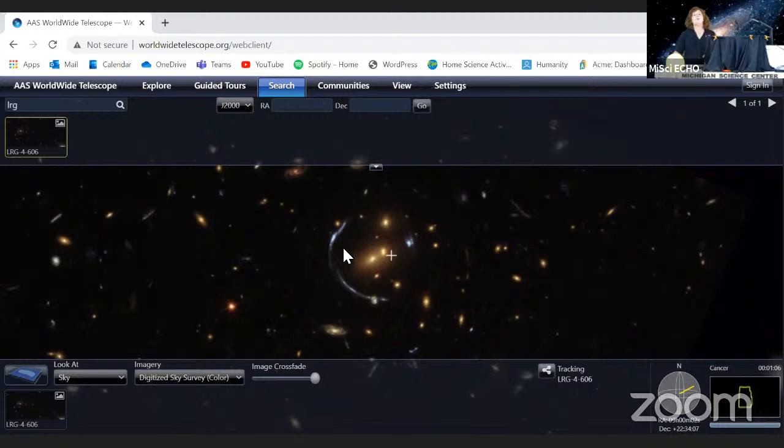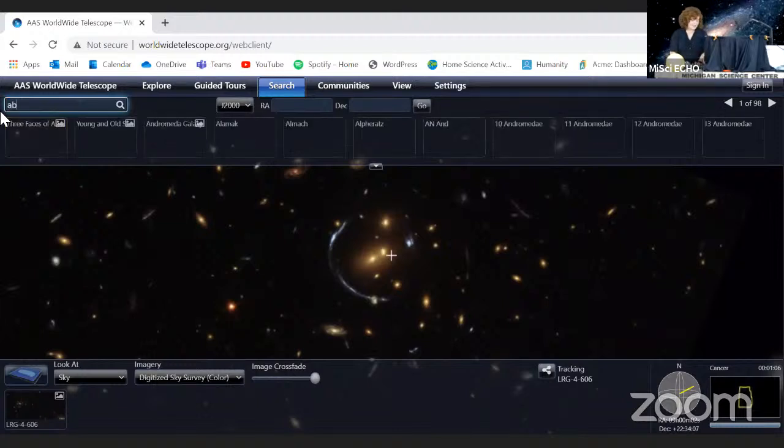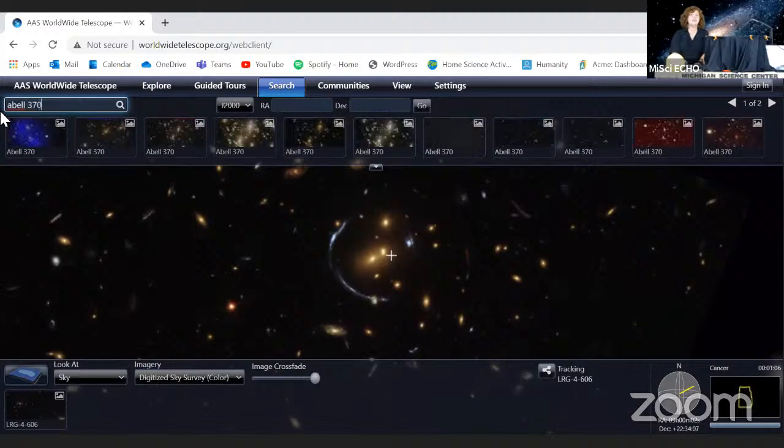Makes sense. Light and other things, but light specifically gets lensed around a massive object when the light is coming from behind it. Awesome. Cool. Makes sense. Something that we definitely expected. The next one that we're going to go to is Able 370.